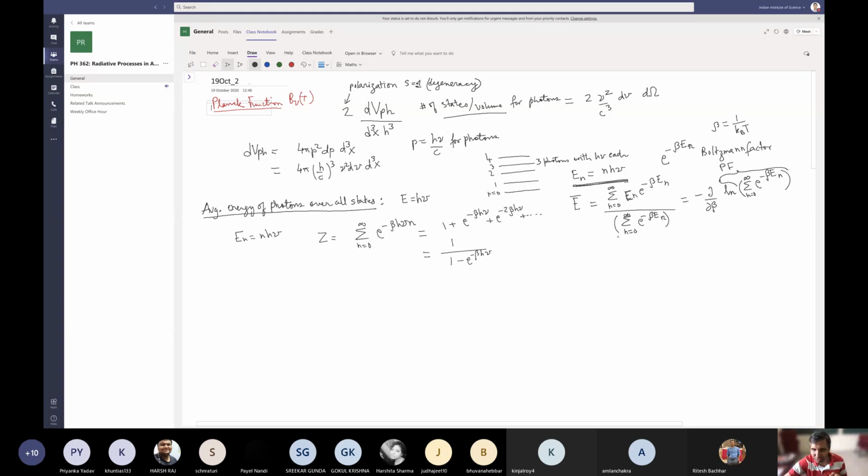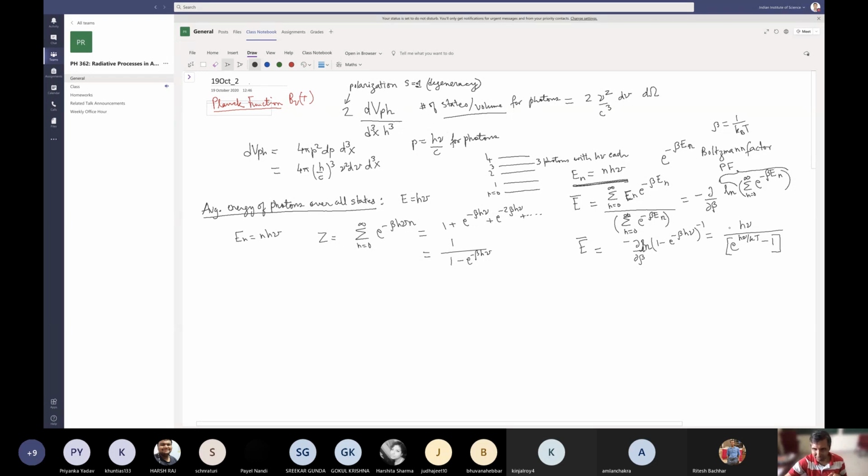Now, if we calculate this, E bar is equal to minus dou beta of the log of (1 minus e to the minus beta h nu) inverse, right? If you just do this carefully, what you will get is h nu divided by e to the h nu by k T minus 1. Yes, there is a log here, otherwise you will not get it. Yes, thanks. Right, so if you do that, you will get this.